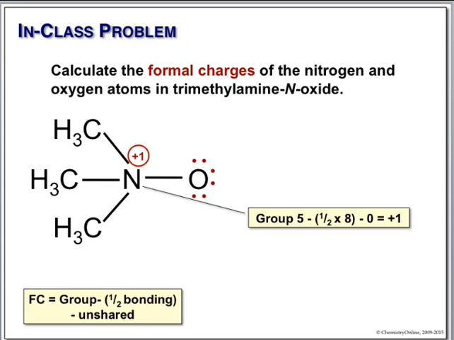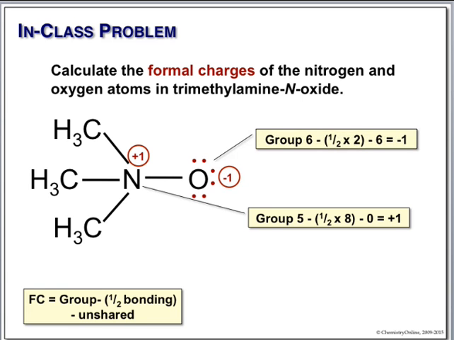Our oxygen, we are in group 6. We have 1 covalent bond, and we have 2, 4, 6 unshared electrons. Group 6, minus 1, minus 6 more. Our oxygen is -1.